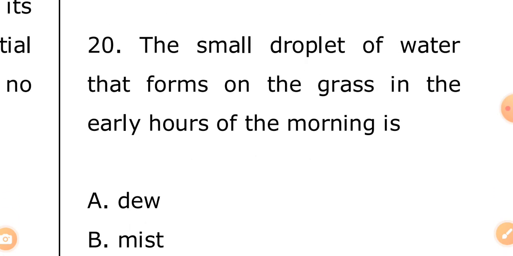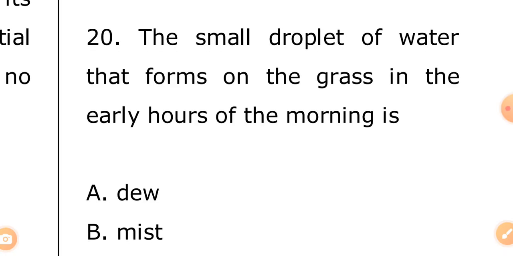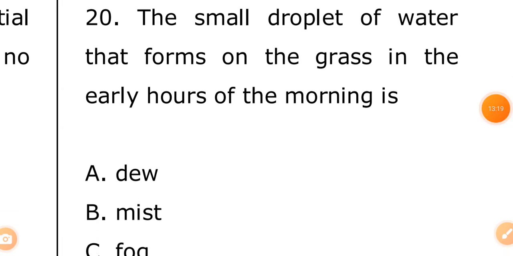The small droplets of water that form on the grass, that is, grass leaves, in the early hours of the morning is called dash. When you come out in the morning and touch a small plant, a leaf, you see that there are droplets of water on it. The small droplets of water that form on the grass in the early hours of the morning is dash. A, dew. B, mist. C, fog. D, hail.